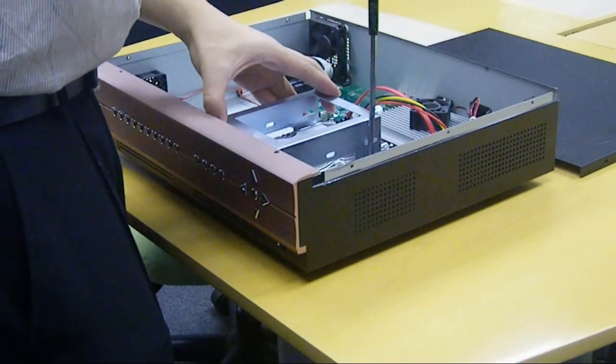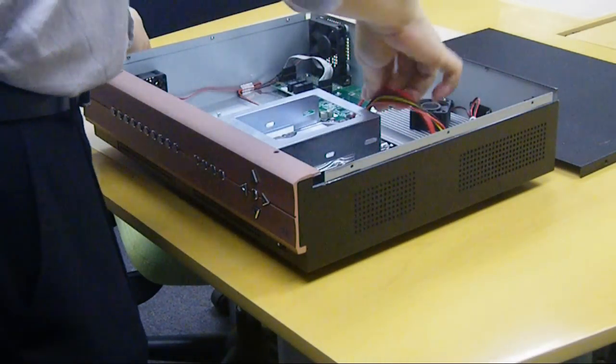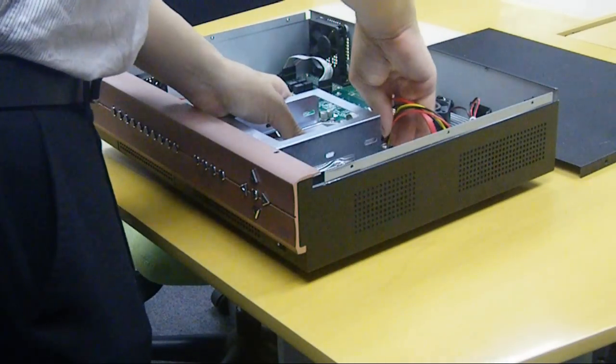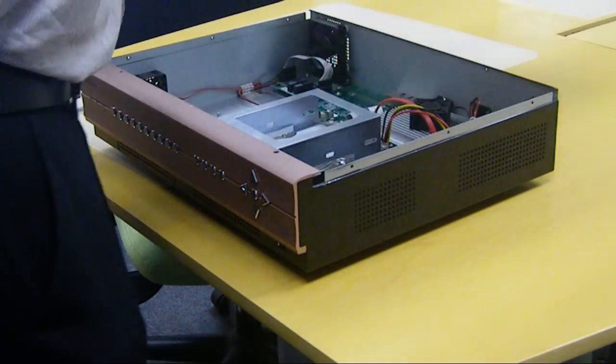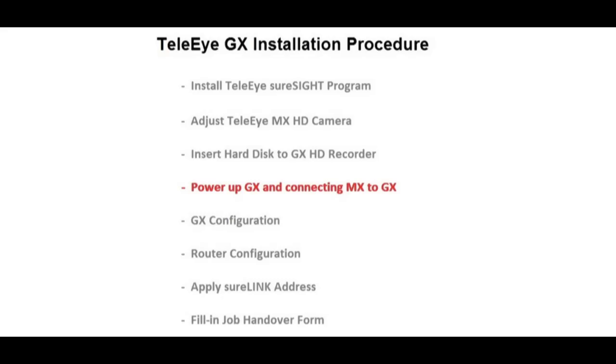GX supports up to 4 internal hard drives. Make sure the hard disk cable is well connected to the GX board and hard disk. Now we put the cover back and get ready for the MX to connect to the GX.